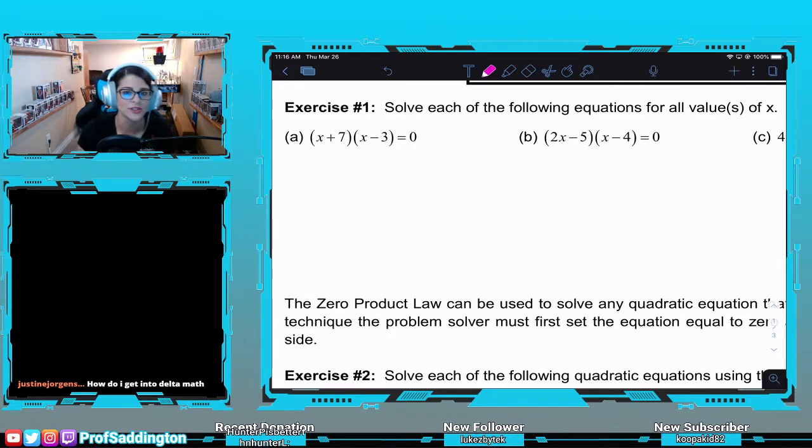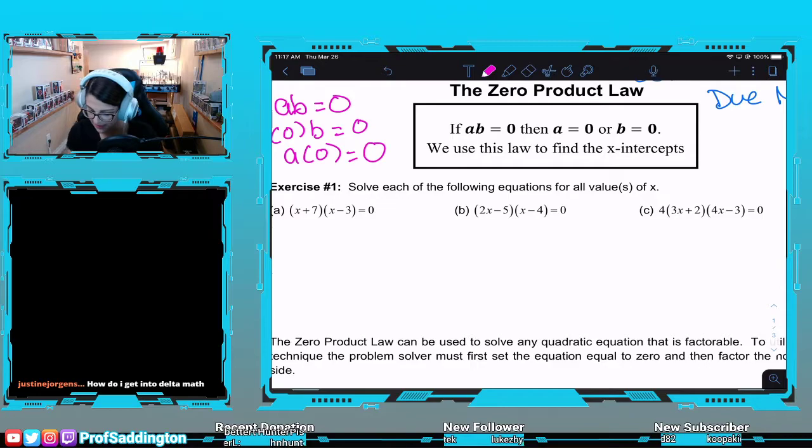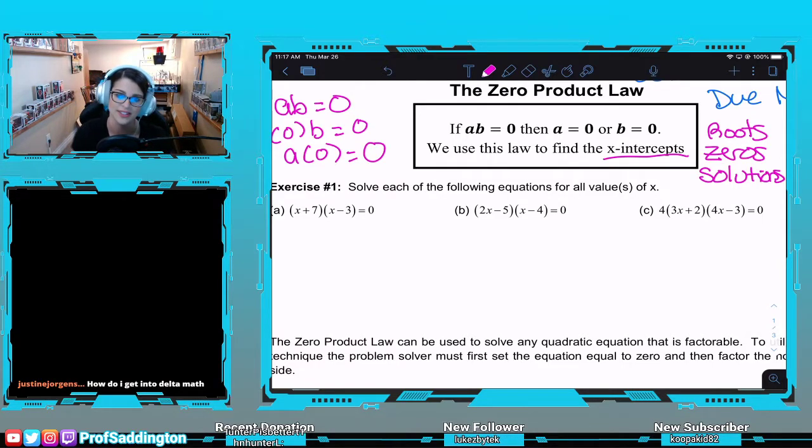All right, so the purpose of the zero product law, actually I'll zoom back out, is to find x-intercepts, which as we know, are also called roots or zeros, or solutions, hence why we set it equal to 0. So remember, there's many, many names for the x-intercepts. And the reason that they're also called zeros is because that means that your y value, your f of x value, is equal to 0.